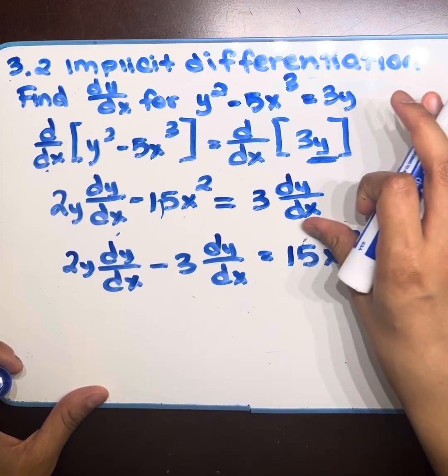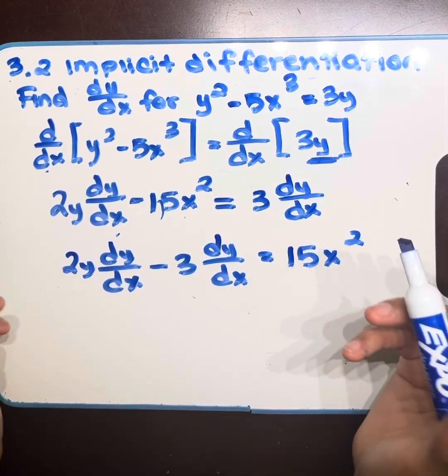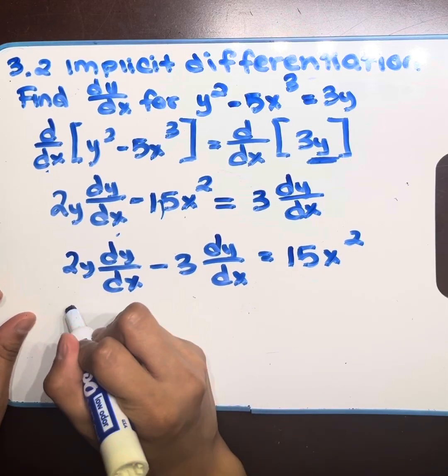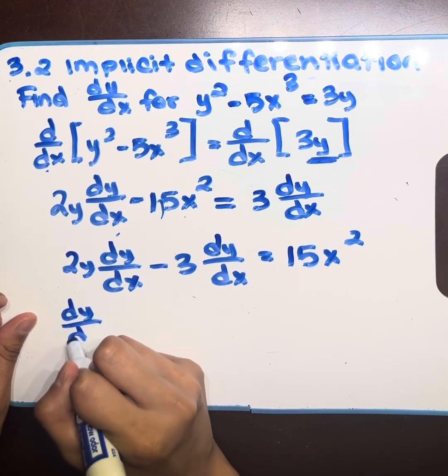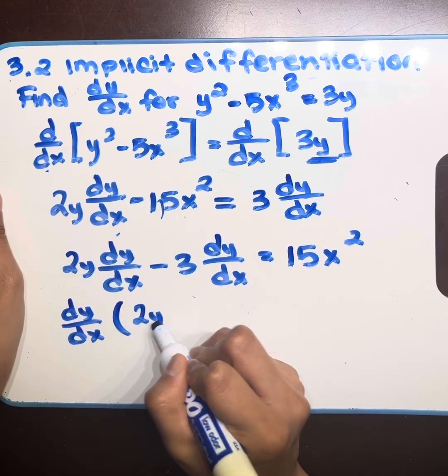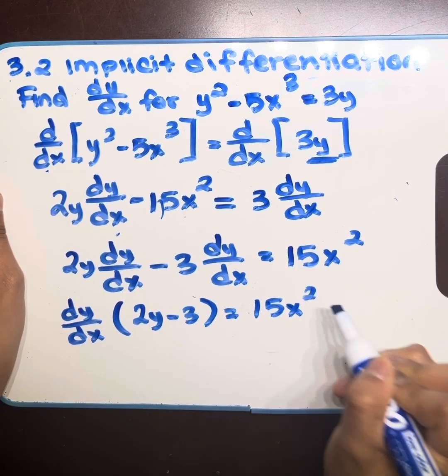Now, we can factor out the common variable in this case, and that's just dy over dx. So we get dy over dx, and then in parentheses, 2y minus 3, equal to 15x squared.